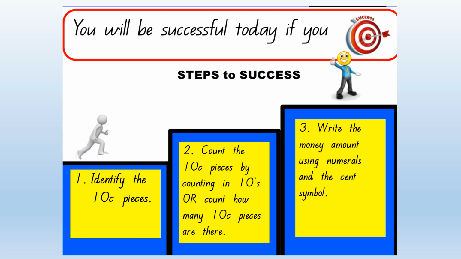You will know if you're successful today if you can identify the 10-cent pieces, count the 10-cent pieces by counting in tens, or count how many 10-cent pieces are there, and write the money amount using numbers and the cent symbol, which we write with a C. Those are your 3 things you need to do to be successful. We call them our steps to success. If you can do all of those things by the end of the lesson, then you will be successful.